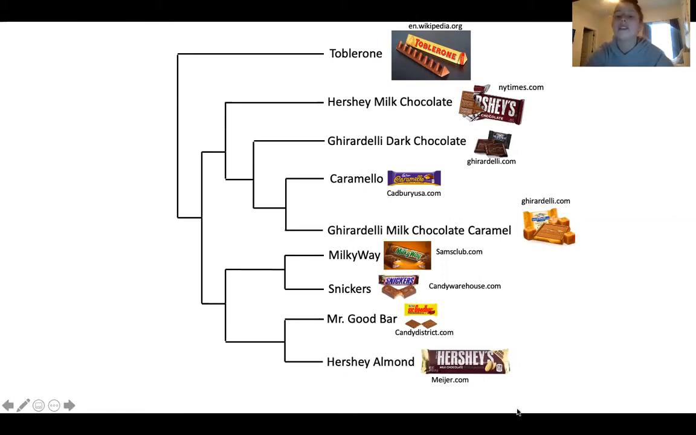So I did a phylogenetic tree made with candy bars, and a phylogenetic tree is a graphical representation of degrees of similarity between OTUs. OTUs are operational taxonomic units, and those are based on the differences in their DNA sequences. So they are represented as the candy bars here.